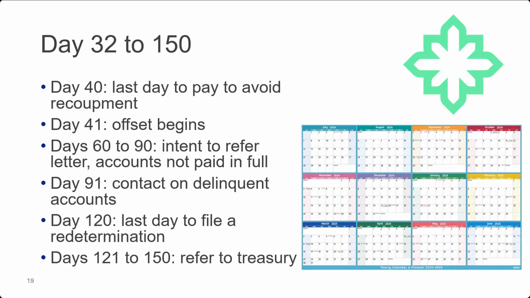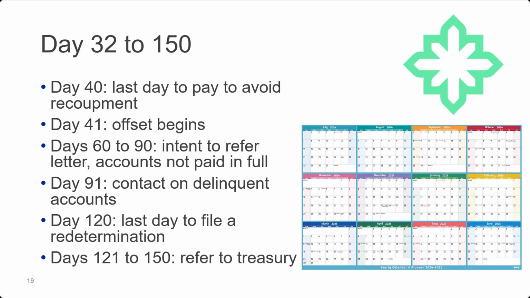We then move on to the next set of days. On day 40, this is your last day to pay us in full, or we will begin an offset. Now, this does not affect interest. Even if we begin the offset on day 41 because you haven't asked us to take the money back or anything like that, you will still be assigned interest until it's fully paid back.